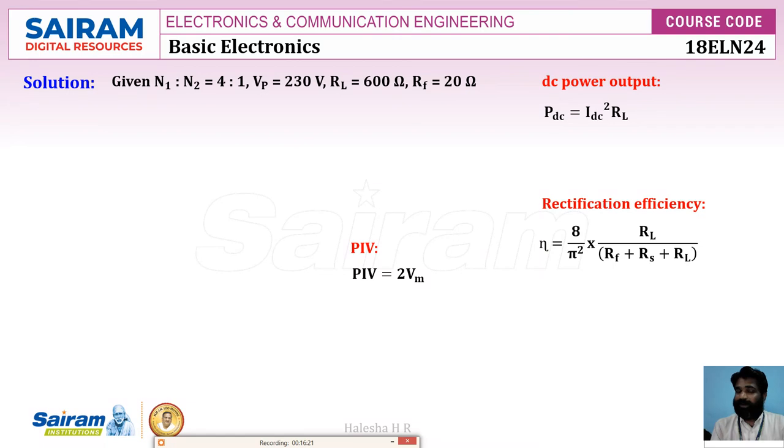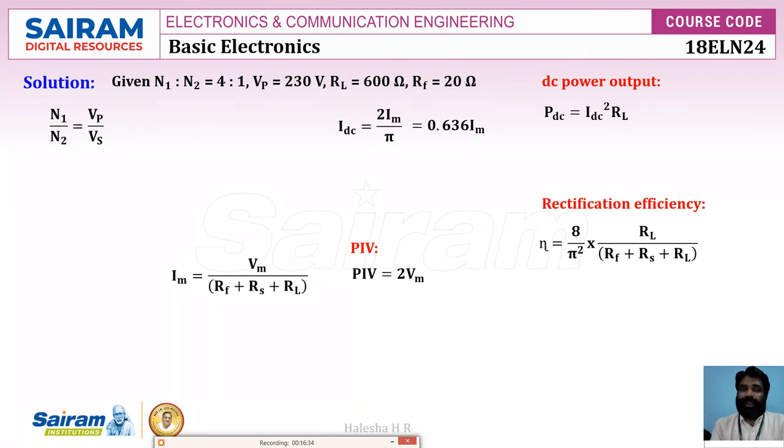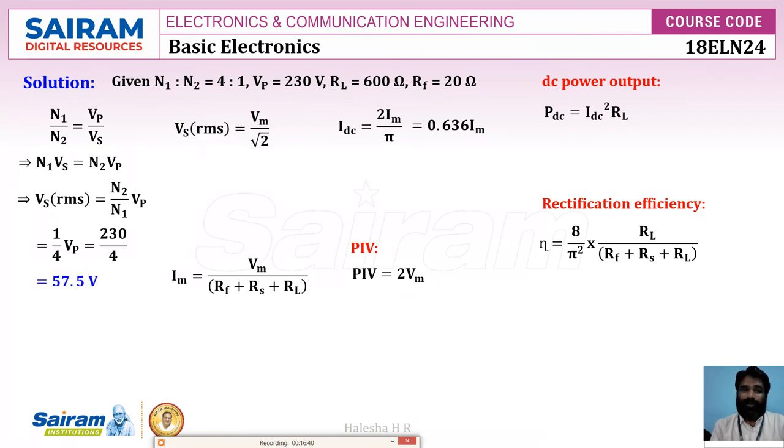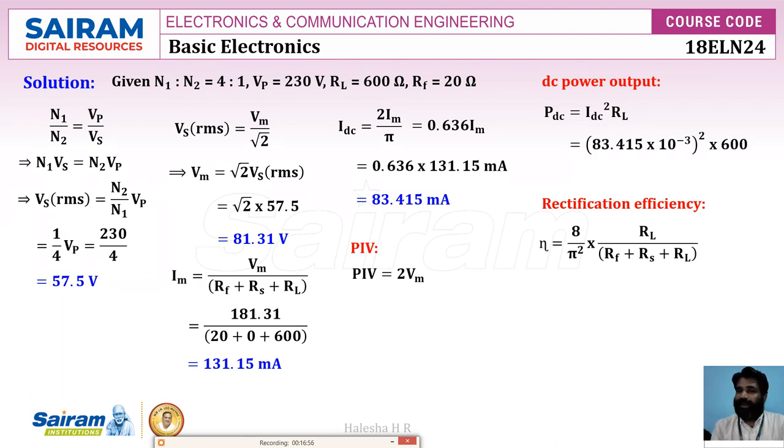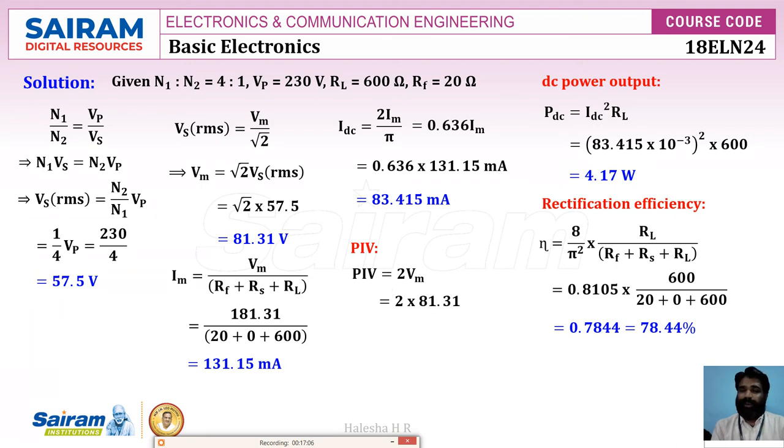And the peak inverse voltage, that is the corresponding formula, is 2 Vm. And IDC, so we need to find out IDC first. To obtain IDC, we need IM. So to obtain IM, we need Vm. So again, as we followed in the previous one, we can obtain the VRMS value first and then the Vm value. So substitute the Vm value in IM. So this is IM, substitute IM in IDC. So this is IDC, and substitute this IDC in PDC. So this is PDC, and substitute the resistance values. So this is the rectification efficiency, and the peak inverse voltage.